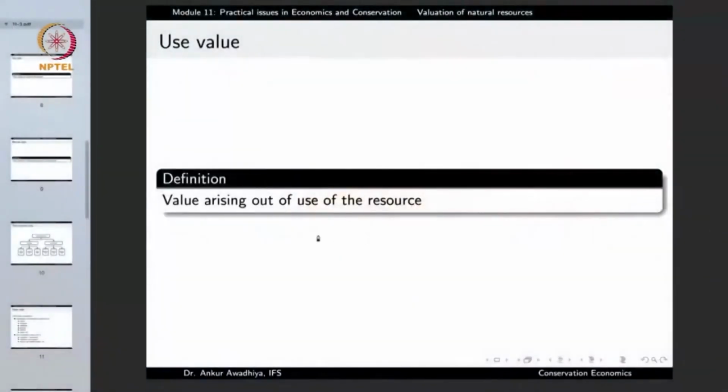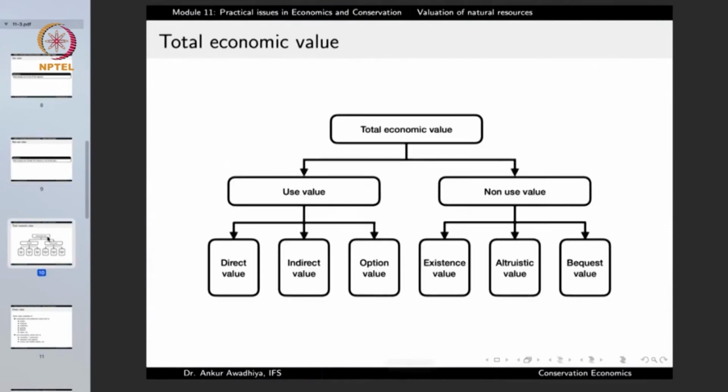But then even when you are not using a resource, even then the resource has certain values. Because we have seen that there are certain resources that are potential resources. Now, in that case, you are not using the resource currently. They are not actual resources. So you may use them in the future. And when we talk about those values, we say that those are non-use values. Values arising even though the resource is not being used. So the total economic value is use value that is arising from the use of resources and the non-use value which is arising even though the resource is not being used.